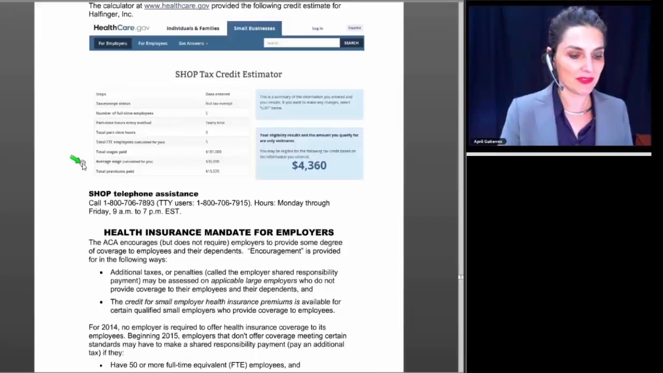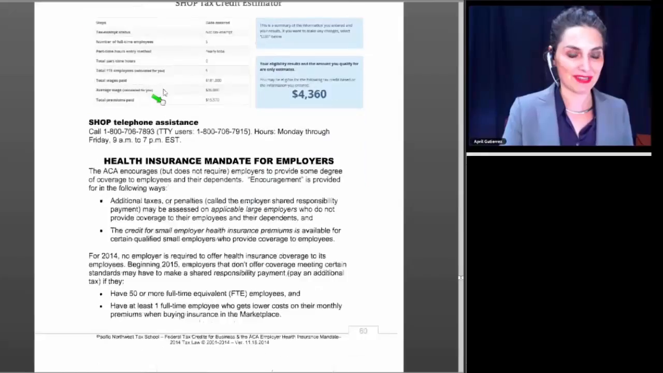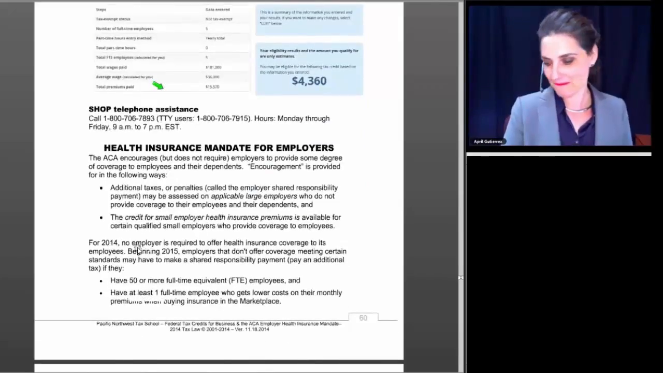But once I had those figures, I then entered the total premiums paid for that particular business, and it came out with $4,360 as the final credit. So it was nice to see it was an exact match to all of the math computations I'd done.